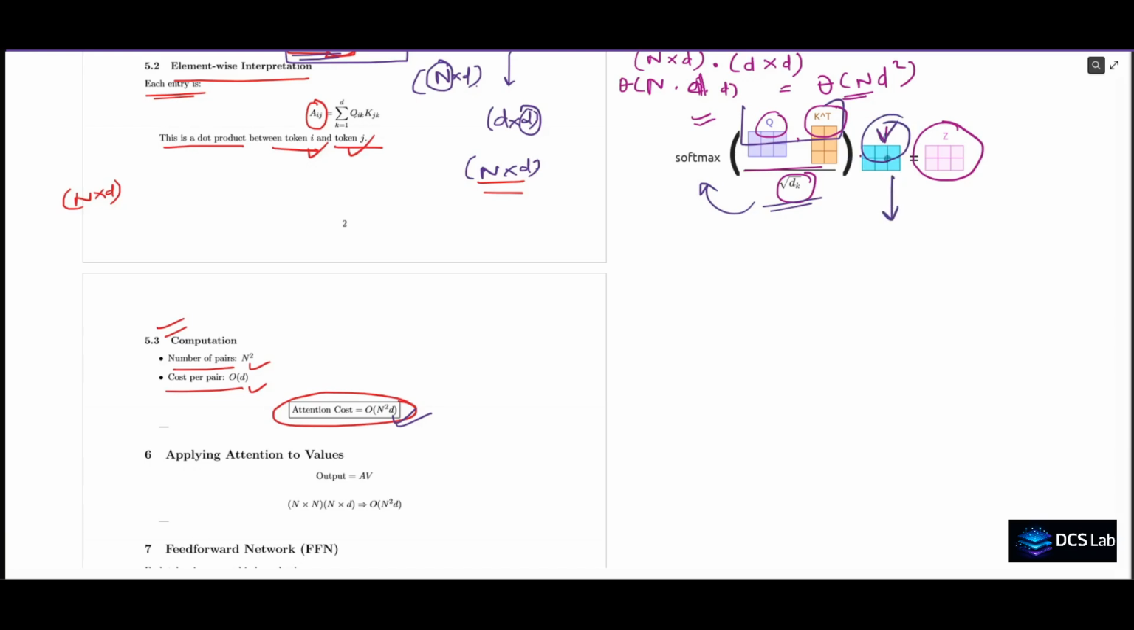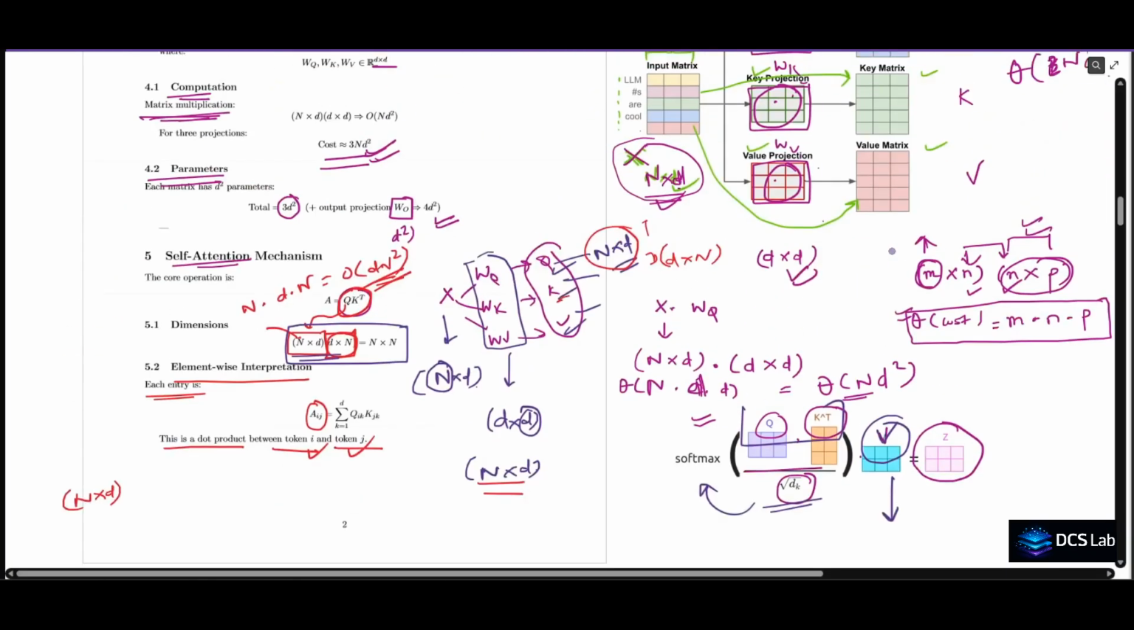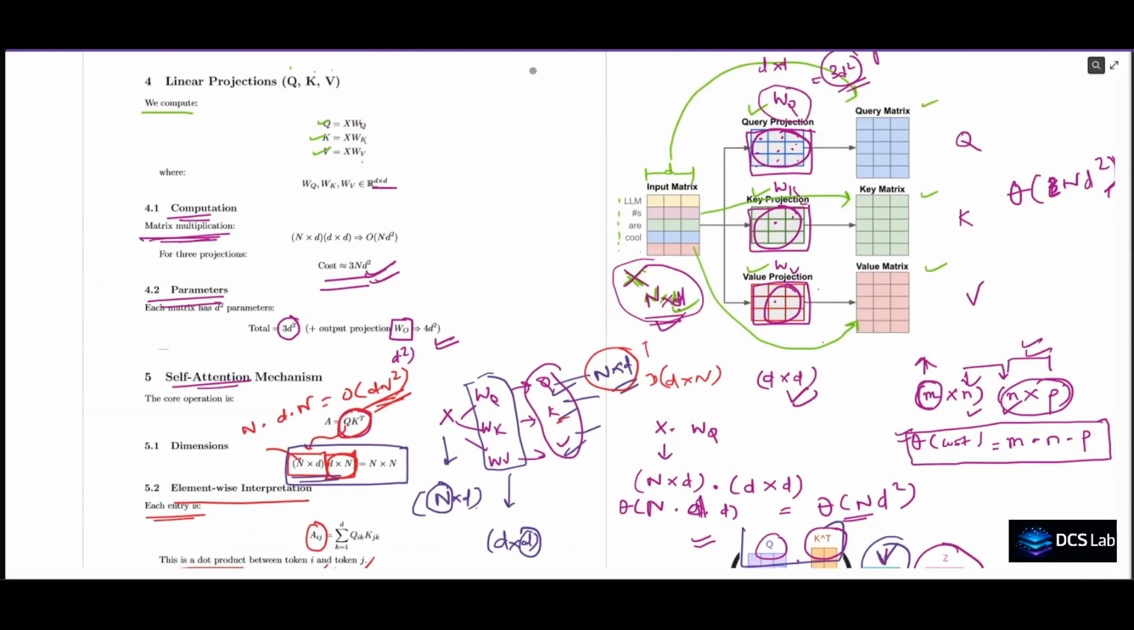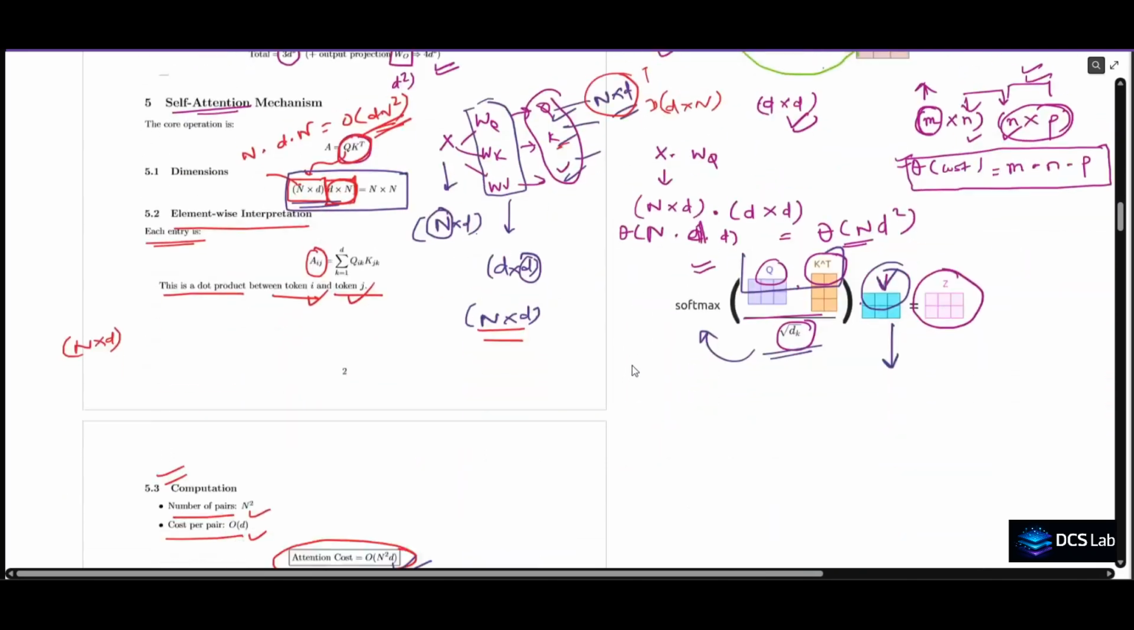Remember the dimension of V. What was the dimension of the matrix? It was n cross d, the input matrix. This was d cross d. This becomes n cross d. That was the dimension of all three matrices. Fine.